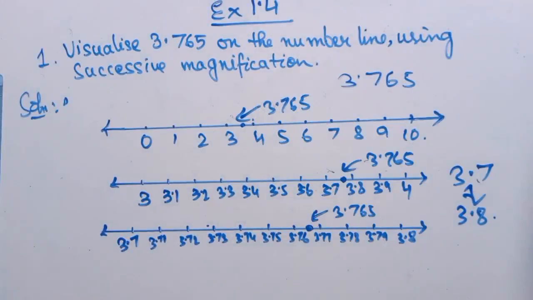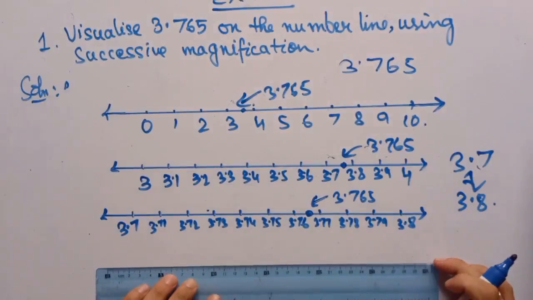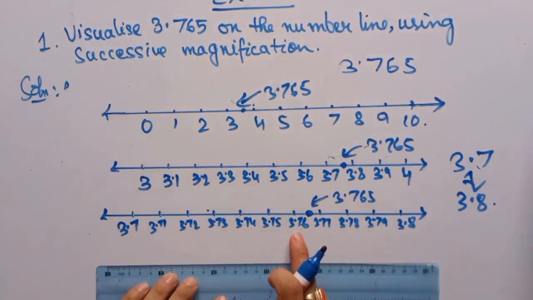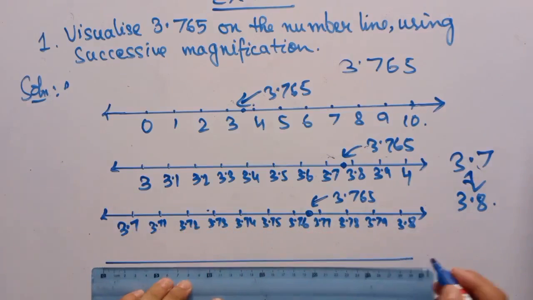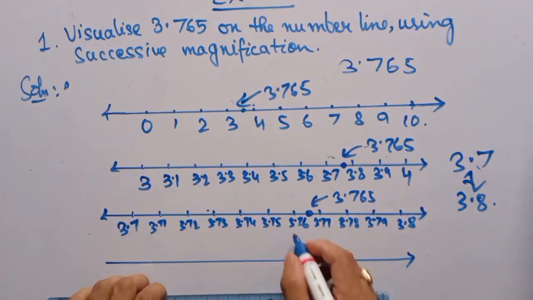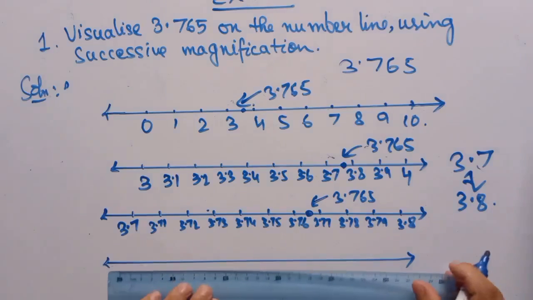3.765. Okay, so 3.765. Next, again, let us expand this interval between 3.76 and 3.77. So now let us again consider the magnification of the interval between 3.76 and 3.77. So for that, let us draw a number line representing the interval between 3.76 and 3.77.